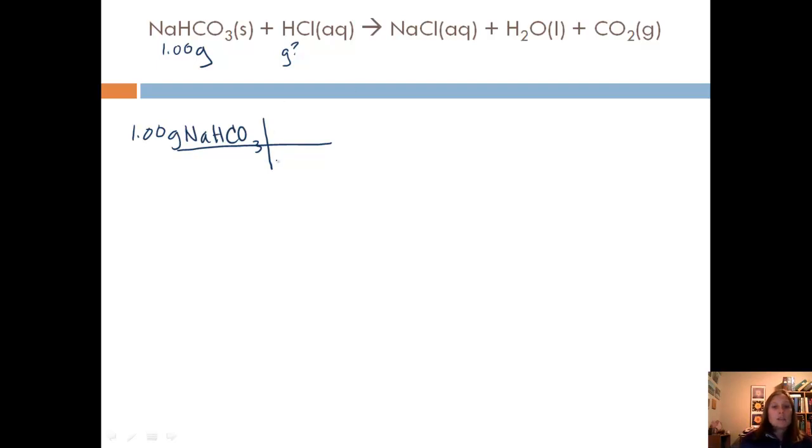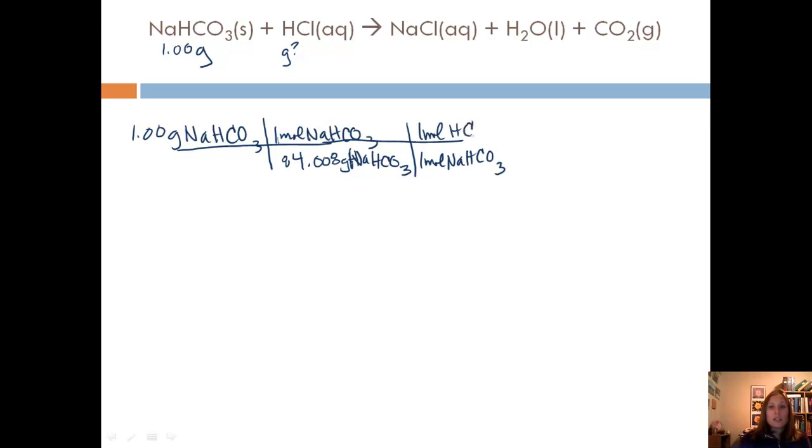So let's see, we need for every 1 mole of sodium bicarbonate, let's add up that molar mass real quick. Sodium is 22.99, we've got 1 hydrogen, we've got 1 carbon, and we've got 3 oxygens. And so that's 84.008 grams of NaHCO3. Okay, now that we're in moles, we can do the mole ratio. Well, everything's 1 to 1, so that's pretty nice. So for every 1 mole of NaHCO3, there's 1 mole of HCl.